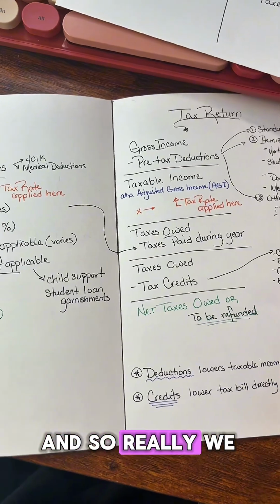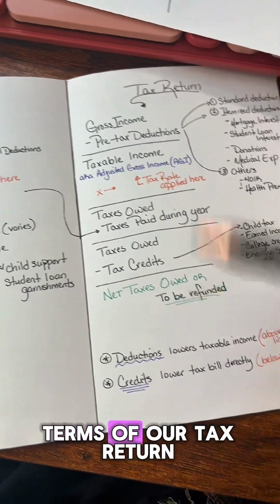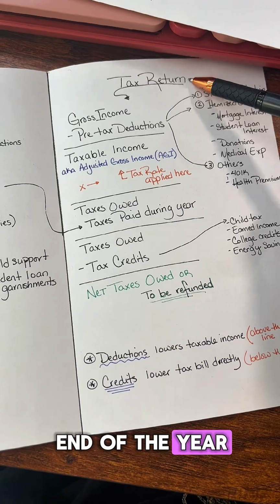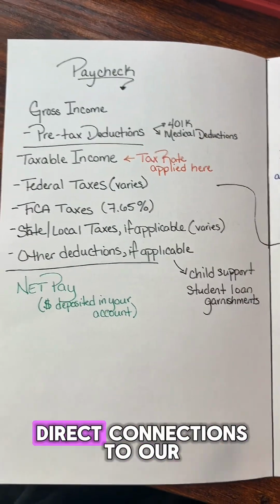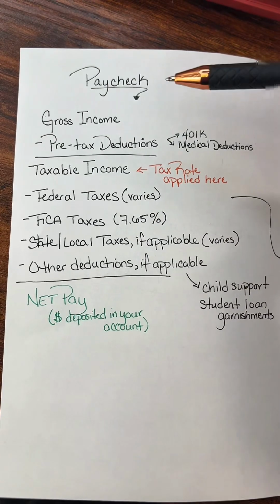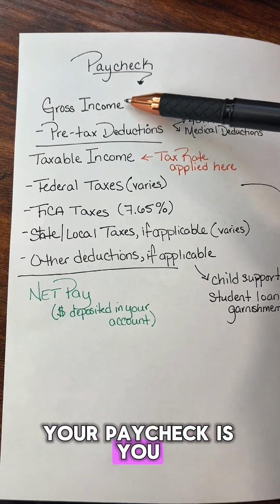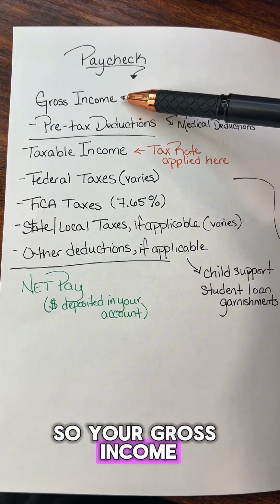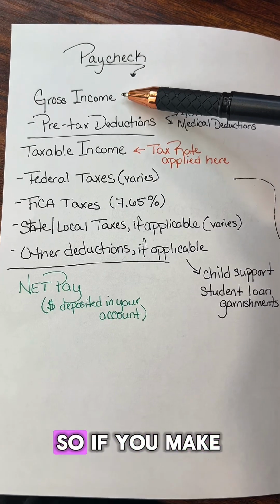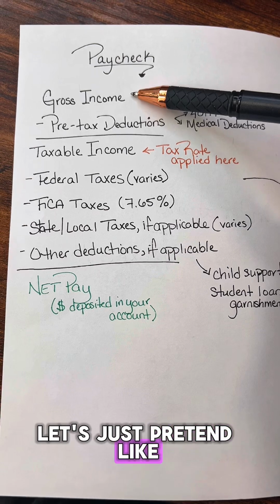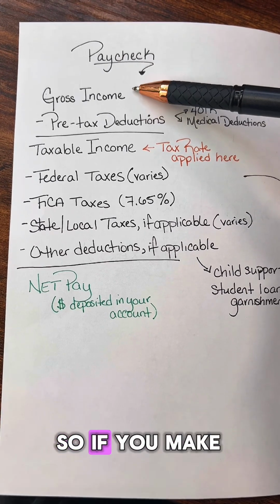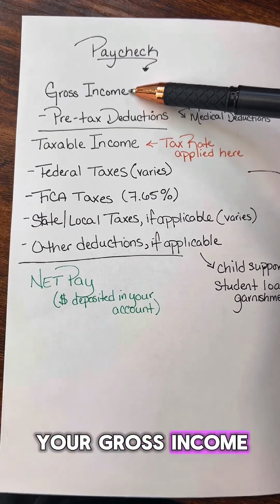Really, we think of taxes in terms of our tax return that happens at the end of the year. But before we get there, let's talk about our paycheck, which also has some direct connections to our tax return. The calculation for your paycheck starts with your gross income, which is the gross amount that you make. Let's just pretend you make $10,000 a month. That's your gross income.